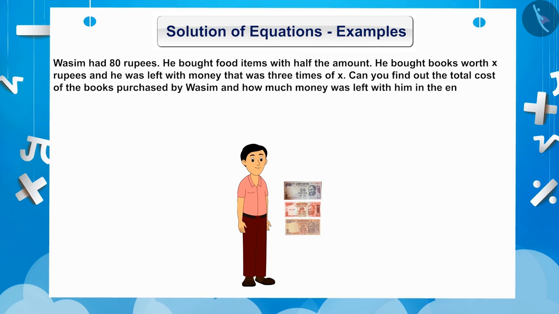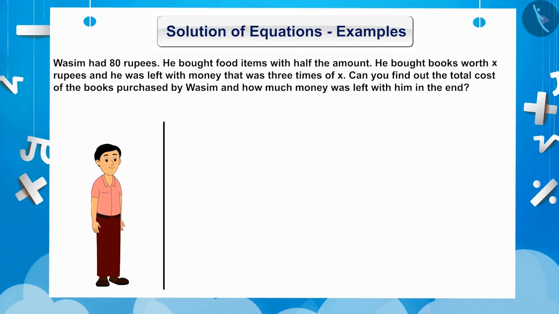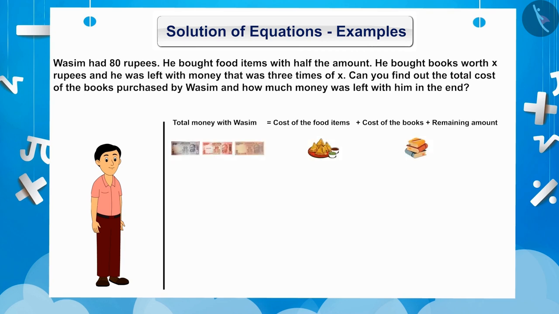If we represent this situation in algebraic form, total money with Wasim is equal to the cost of food items plus the cost of books plus the remaining amount. So our equation will be 80 = 80/2 + x + 3x. Here, x and 3x are like terms. x plus 3x is 4x. Now, the equation will be 80 is equal to 80 divided by 2 plus 4x.